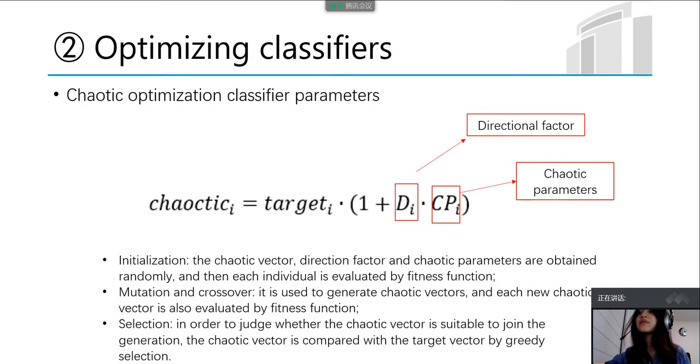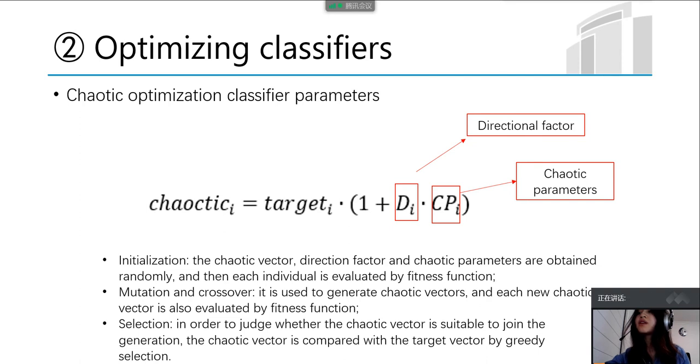In our experimental method, we choose the C algorithm to optimize the penalty parameter C in the SVM classifier and the number of trees in RF to obtain the optimal value.